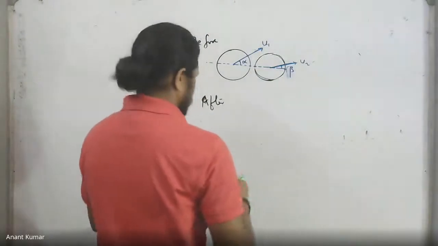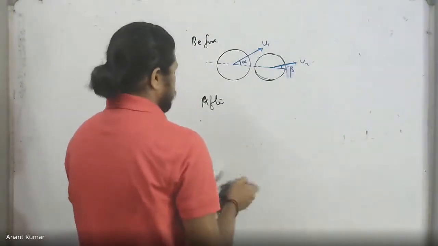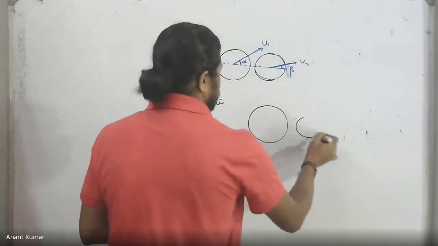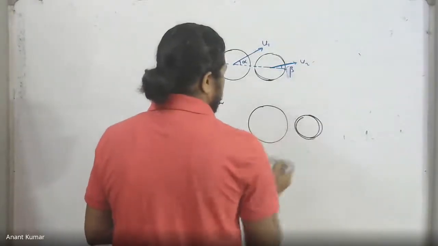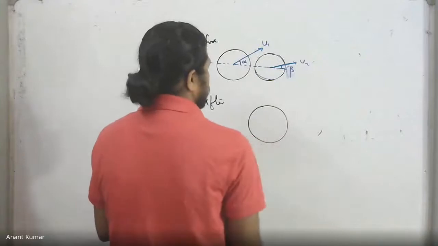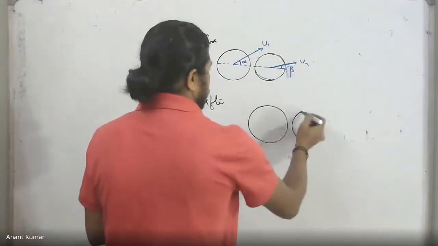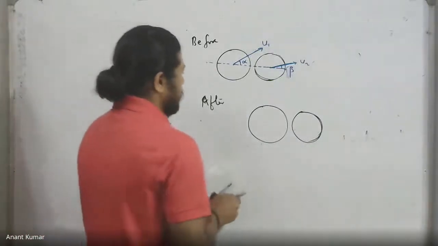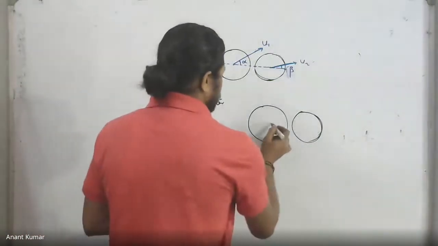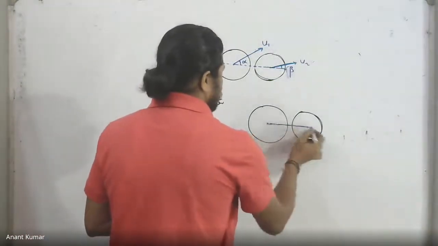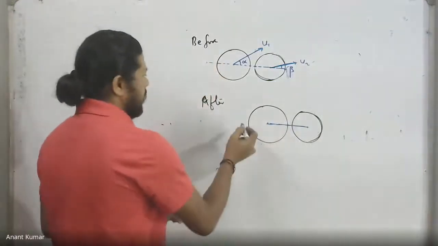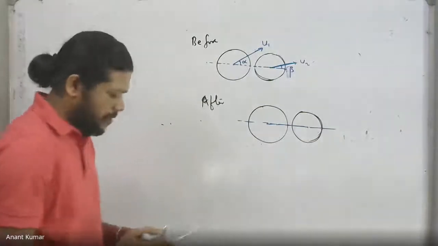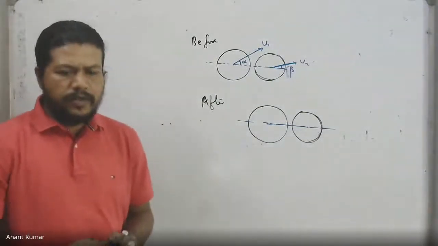Consider, for example, immediately after the impact, I'm just trying to show size has not changed. Immediately after the impact, say for example, there's a line joining the centers. So immediately after it, the velocities can be obtained.